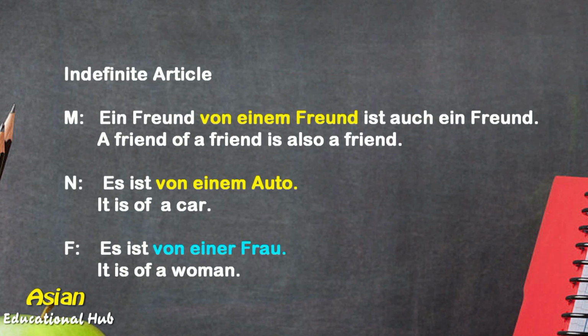With indefinite articles, ein Freund von einem Freund ist auch ein Freund. A friend of a friend is a friend. Von einem Freund means of a friend. Es ist von einem Auto. It is of a car. Es ist von einer Frau. It is of a woman.